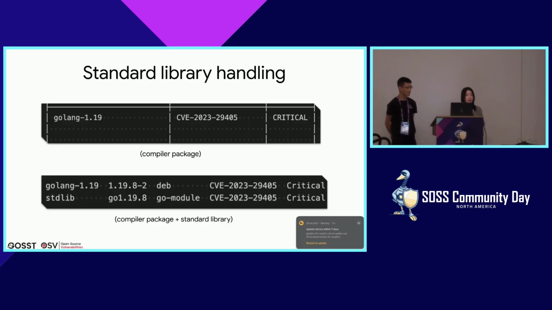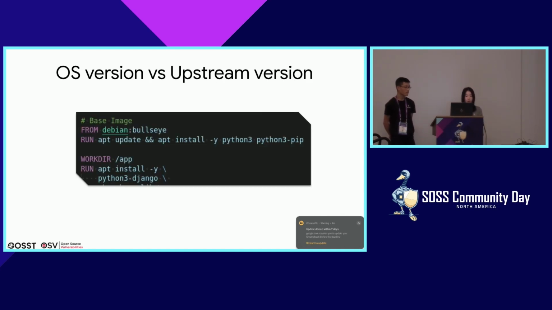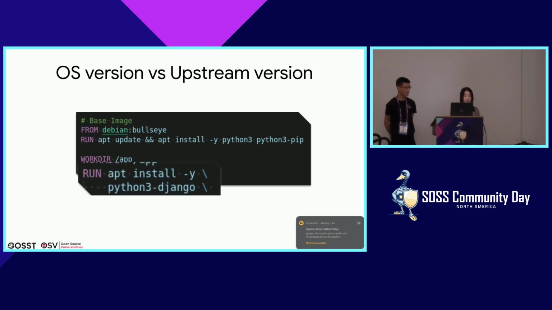Another reason the results can vary is because vulnerabilities in the standard libraries of a language are handled differently. Some scanners show them as vulnerabilities on the compiler package itself, while others will show the same vulnerability twice, once on the compiler package and once on the built binary. OS packages also need extra care when scanning. With OS packages, we need to pay special attention to the OS version and the upstream source version. Sometimes when we install packages directly from the OS, such as using apt install, the version we get isn't the original upstream release, but a version patched by the OS maintainers.